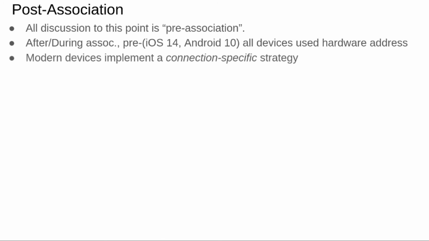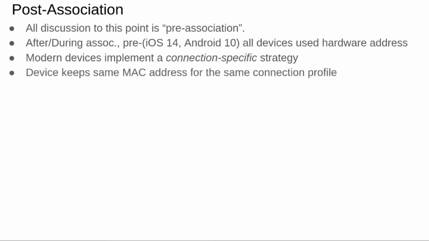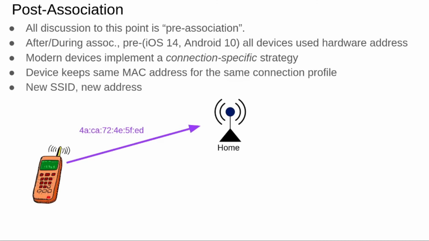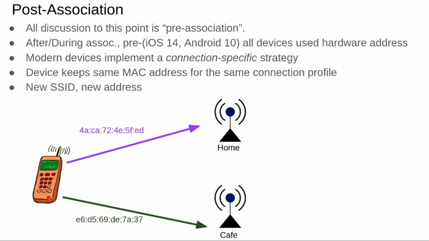So let's talk about that. These devices implement what's called a connection-specific strategy. So what they do is when they go to a particular saved connection on the device, that connection has a MAC address associated with it. And when you go to connect to that particular one, you keep that MAC address. And then for a new SSID, I make a new connection to a new access point, a new address. So the idea is I'll have a specific MAC address that's persistent for my home, but when I go to the cafe, I have a different MAC address. So while you'll be able to tell that I'm at home, you won't be able to tell that it's the same device at home and at the cafe, because the MAC addresses are different from each other.